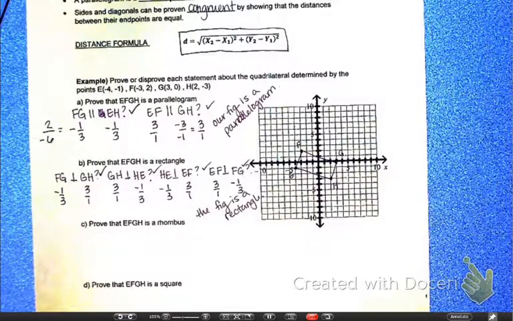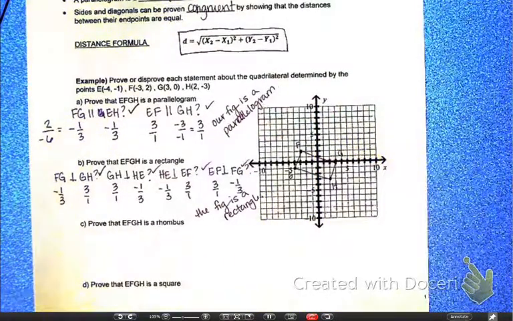So both pairs of opposite sides are parallel, because it's a parallelogram. Did I already show that? Okay. What else is going to be super important for a rhombus? Something about the sides. All sides are congruent. I need to show that all sides are equal. How do I show that the sides are equal? If I'm looking for the length of something, what am I going to use?